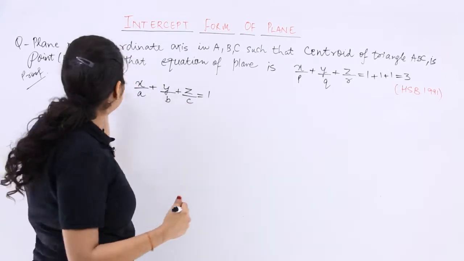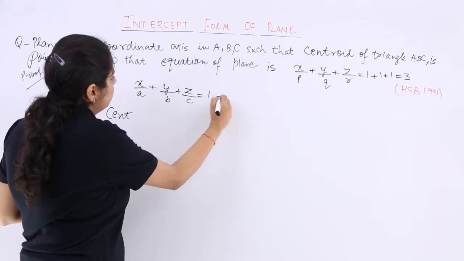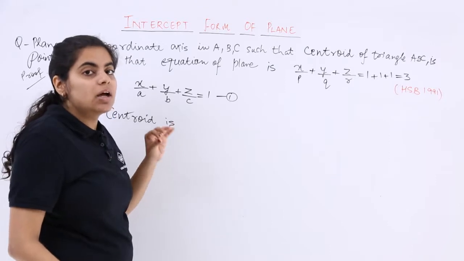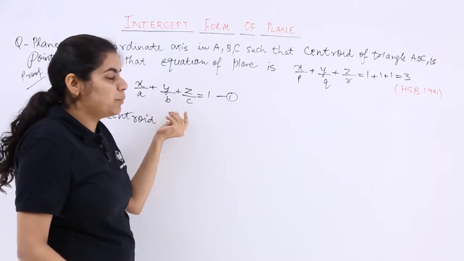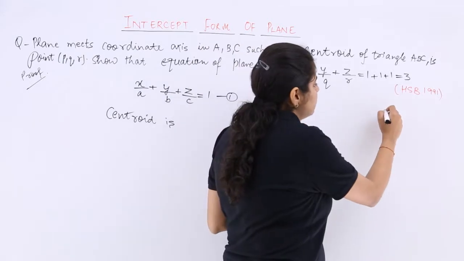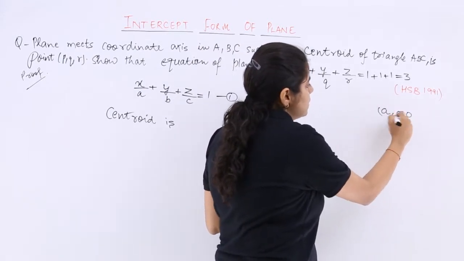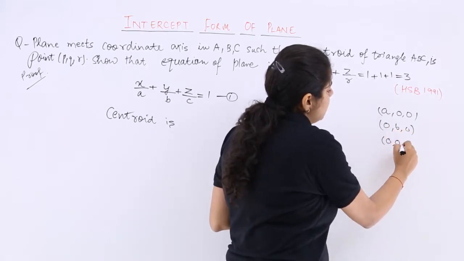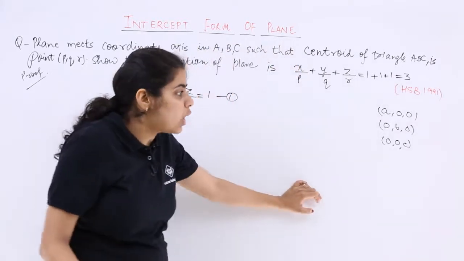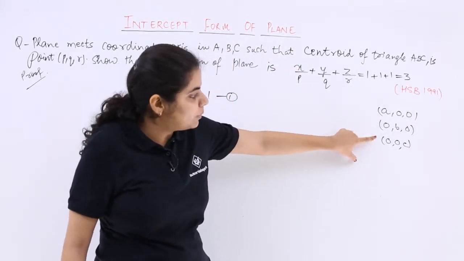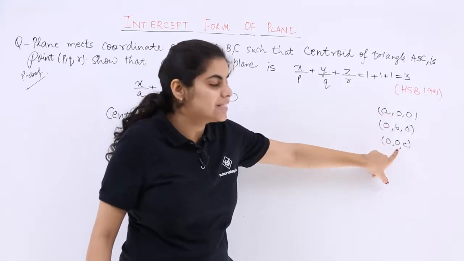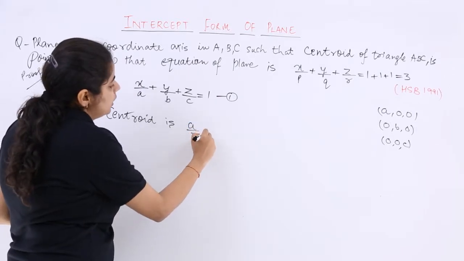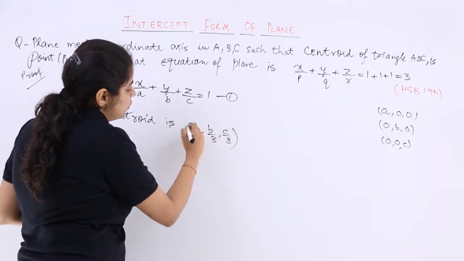Now we know the centroid has been given, and the centroid is obtained with the help of the axes. I know that on the x axis we have a intercept, so the rest is 0. On the y axis we have b intercept, so the rest is 0. On the z axis we have c intercept and the rest is 0. So how is the centroid obtained? (a + 0 + 0)/3, (0 + b + 0)/3, (0 + 0 + c)/3. So the centroid is (a/3, b/3, c/3).